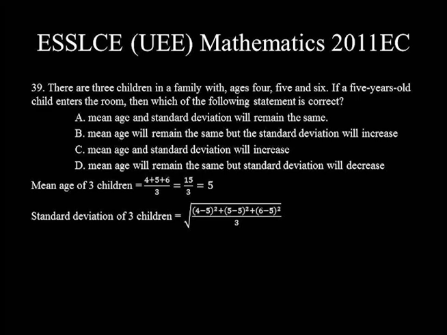number of children, that's 3, which is equal to 4 minus 5 is -1, -1 square is 1, plus 5 minus 5 is 0, 0 square is 0, plus 6 minus 5 is 1, 1 square is 1, divided by 3. 1 plus 0 plus 1 is 2 divided by 3. So the standard deviation is equal to square root of 2 over 3.